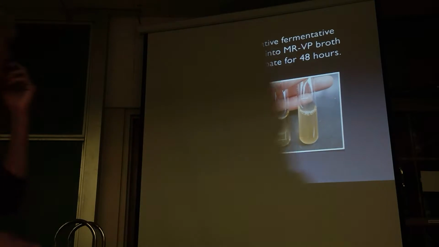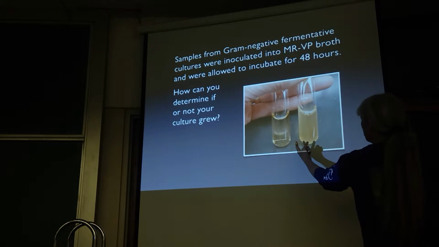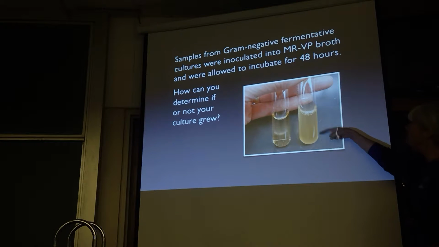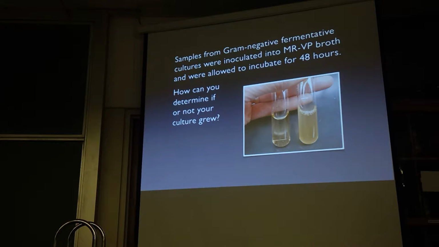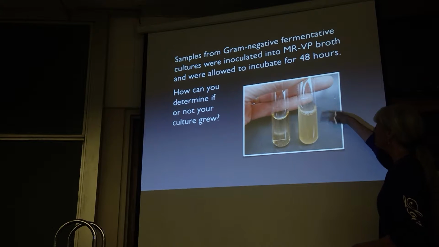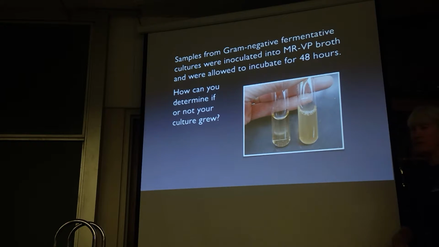So what do you think the difference is between these two tubes? Turbidity, yes. And what does this indicate? They grew. When you inoculated it, the liquid was clear. You put an amount of cellular material in there. If you have a lot of turbidity at this point, that means they grew. The culture grew here, not so much there. If your MRVP medium is still clear after the length of time that we've had them in there, which is more than 48 hours, something's wrong.